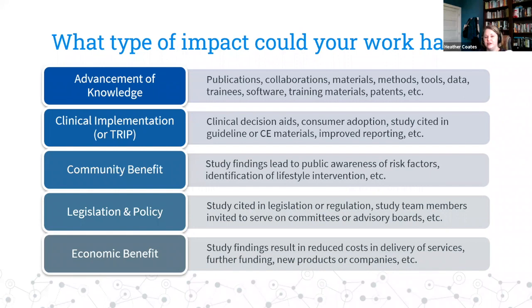This is a brief extract from the Becker model of the types of evidence that might be available to demonstrate the 5 types of impact that they articulate. So for advancement of knowledge, it's publications, but it might also be collaborations, materials, methods or tools, et cetera.